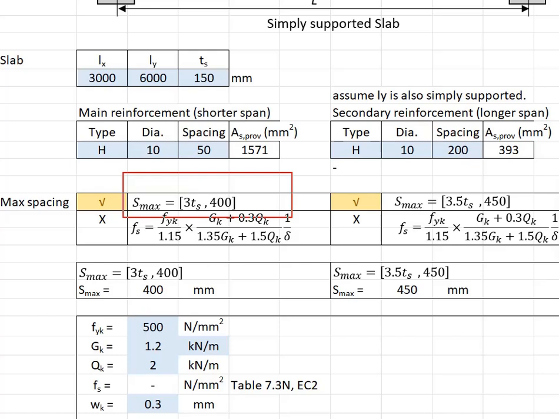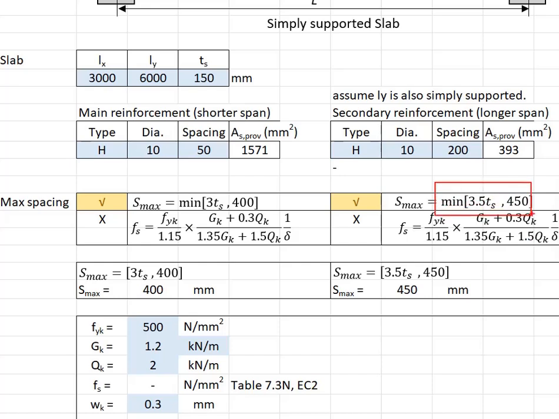For the main reinforcement bar, the maximum spacing would be 3 times the thickness of the slab or less than 400 mm. As for the secondary reinforcement, it is 3.5 times the thickness or 450 mm. 3 times the thickness is equal to 450 mm. The smaller of the two, it will be 400 mm. As long as the spacing here is less than 400 mm, that means the maximum spacing is not exceeded.